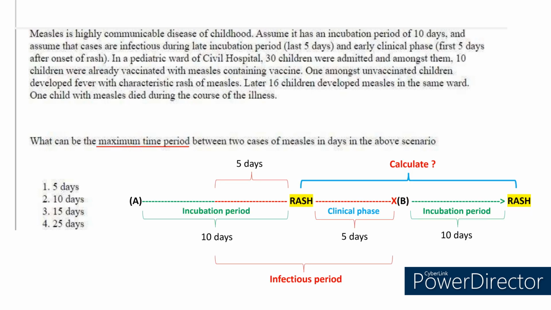Assume that A is the first case. What is the incubation period? A got some exposure and it took around 10 days to develop clinical signs, in this case the rash. So from A till the rash, it took 10 days. Now see, they're talking about the infectious period. It was given in the question that cases are infectious during the late incubation period. So what will be the late incubation period? They have also mentioned the last 5 days. So the total incubation period is 10 days and in the last 5 days it is infectious.